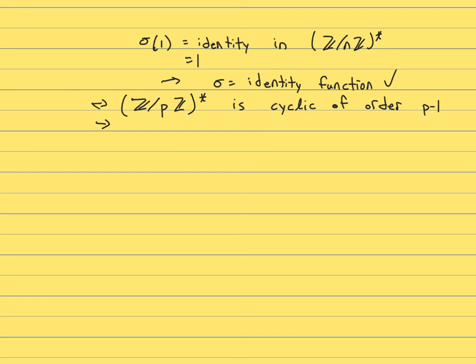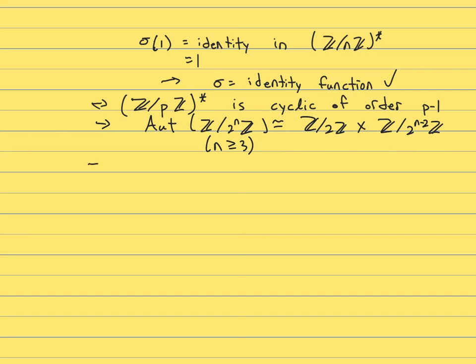On the other hand, if you're working with a power of 2, you end up with Z mod 2Z times Z mod 2^(n-2)Z. Here, of course, there's some restriction: n has to be at least 3. So these are things that take some arguing, which I won't present in this course, but it's worth pointing out some stuff is known. Man, that gets kind of interesting, isn't it?